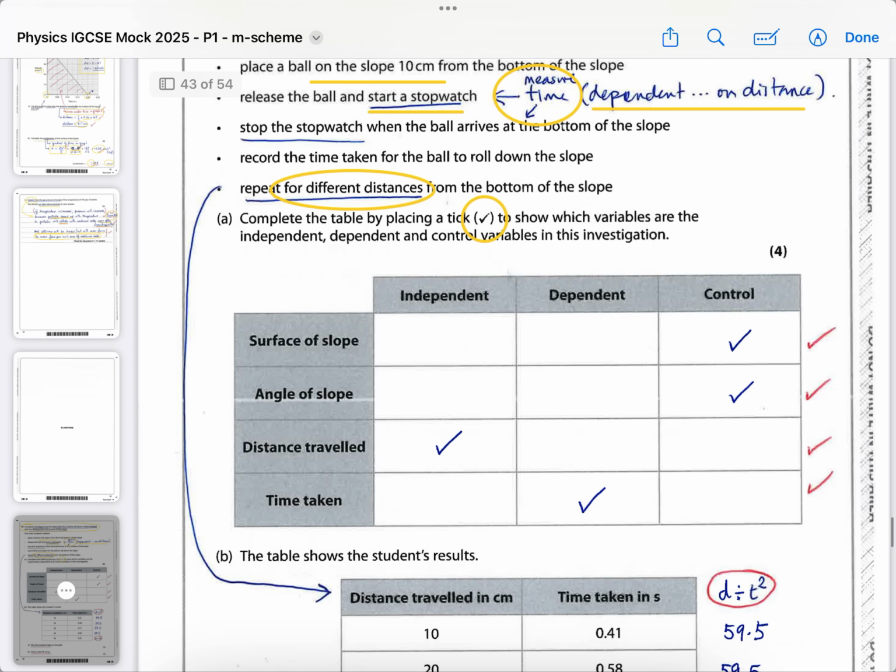Okay, the surface of the slope, that doesn't change, so it means it's a controlled variable. The angular slope, they didn't talk about that, so that's another controlled variable. The distance that you start the ball, the distance the ball traveled while you're timing it, is the independent variable, and the time taken depends on the distance that you've chosen. So time taken is what you measure, or the dependent variable.